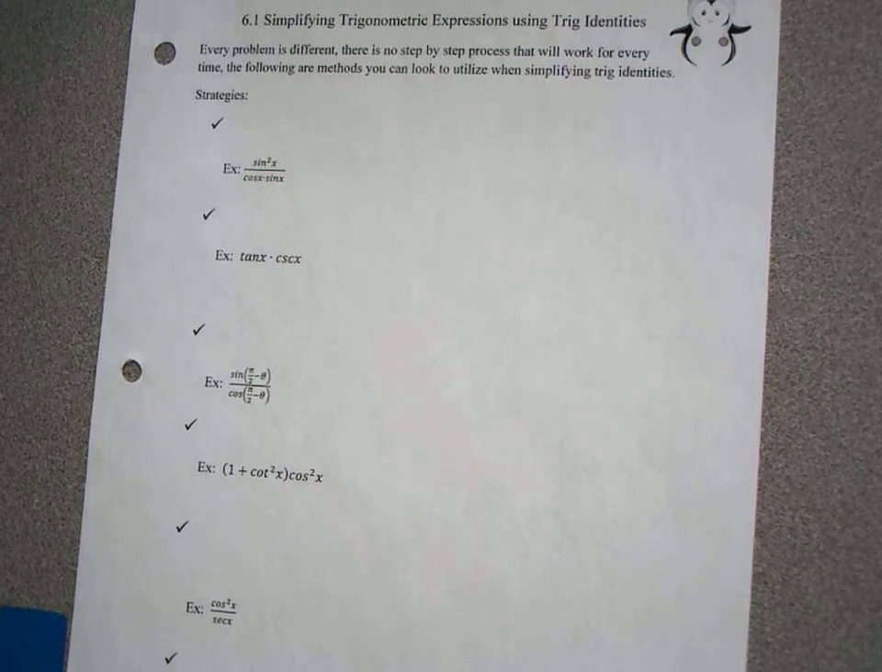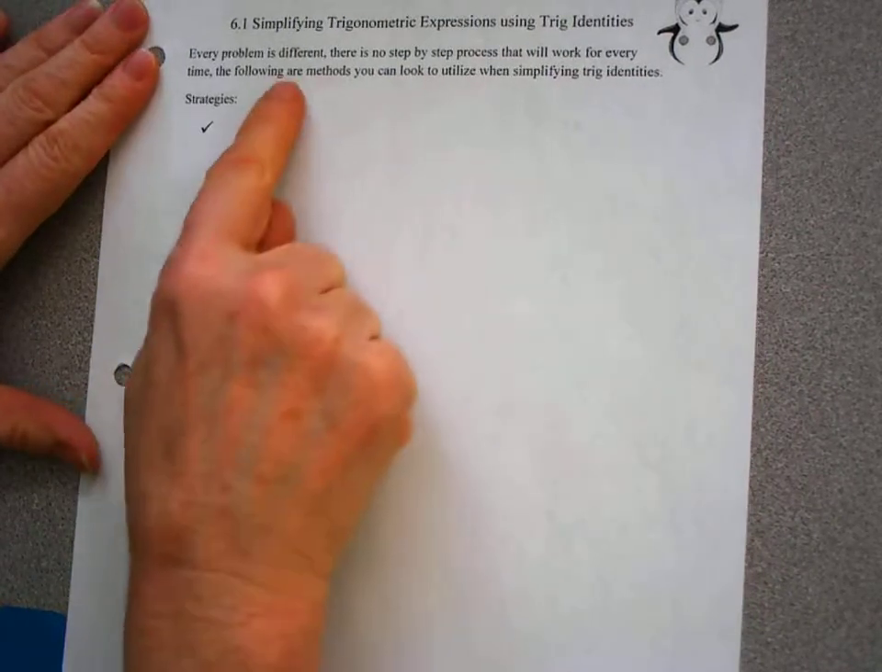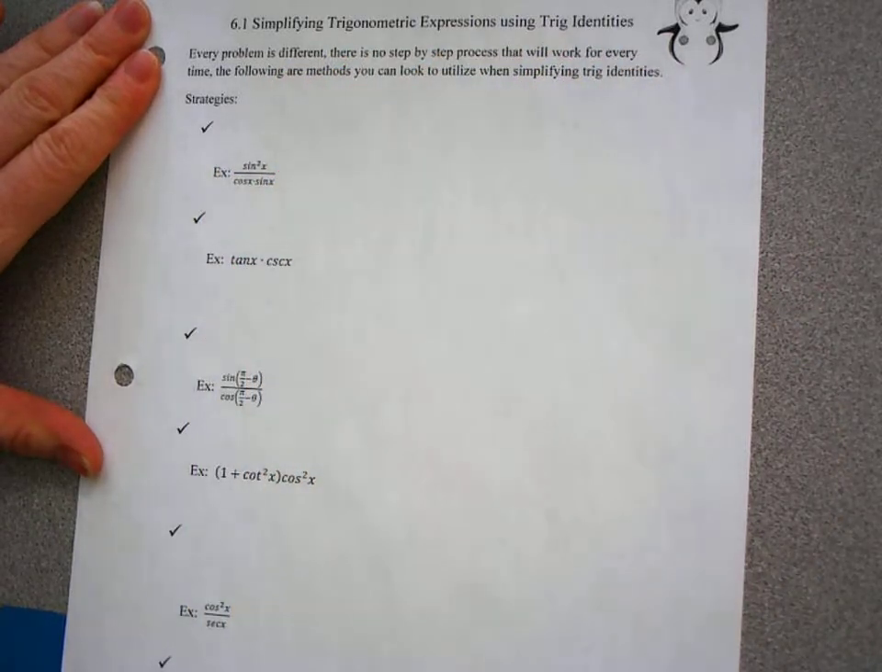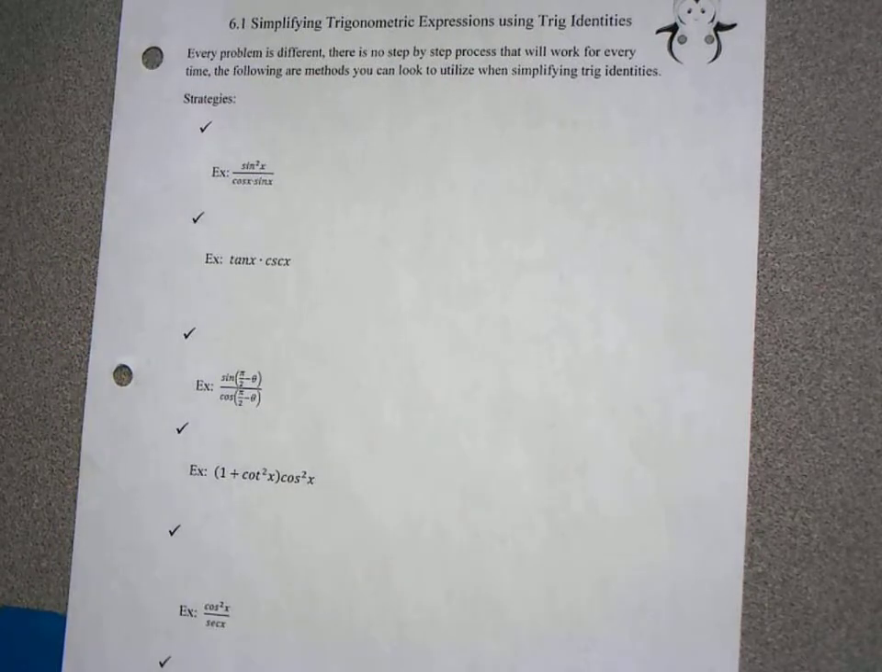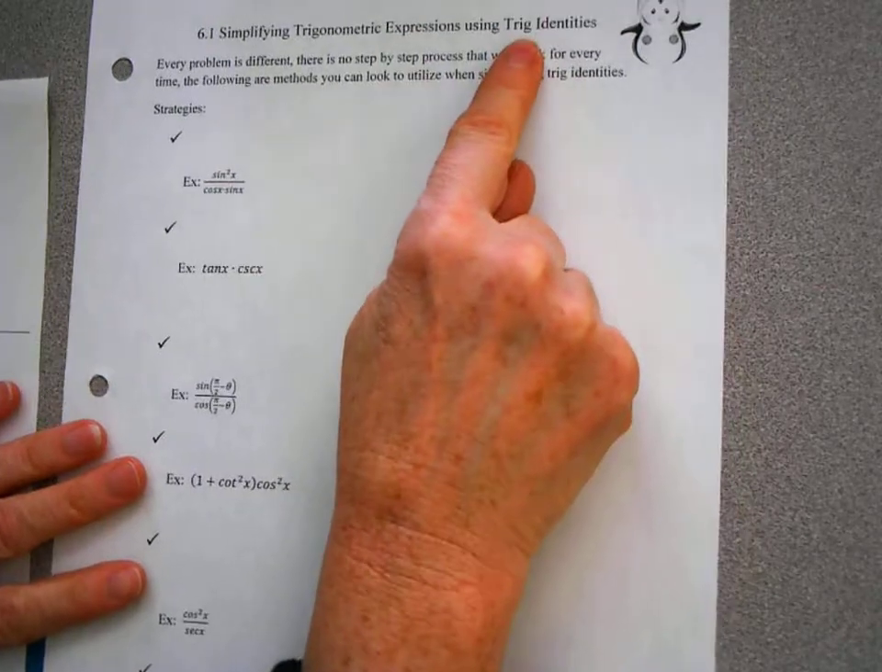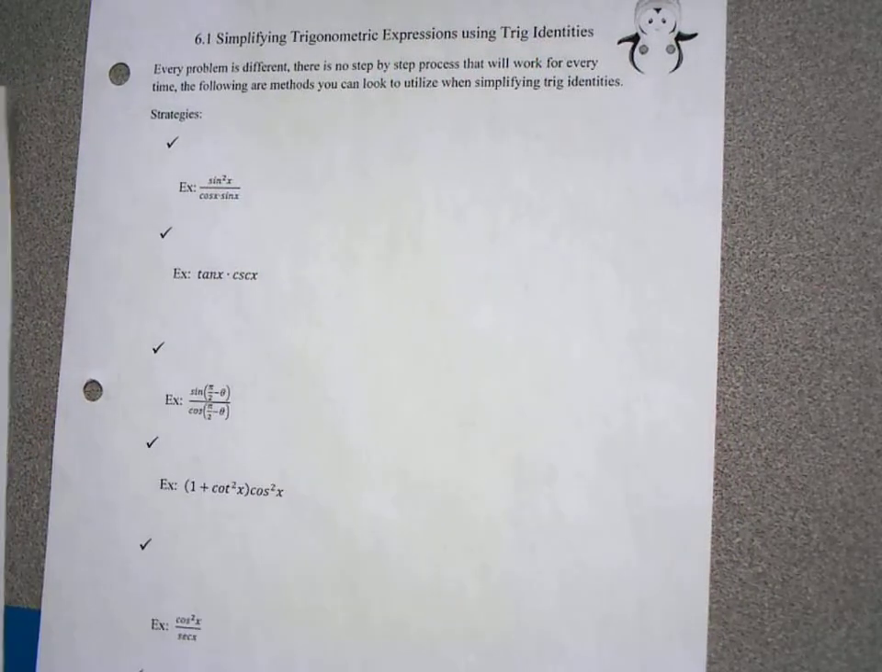Today we're starting a new topic called Simplifying Trig Expressions Using Trig Identities. So it's about trig. We're still in the trig unit. I gave you today a pink sheet which has all of the trig identities we're going to be using on it. So we're going to be referencing that quite a bit.